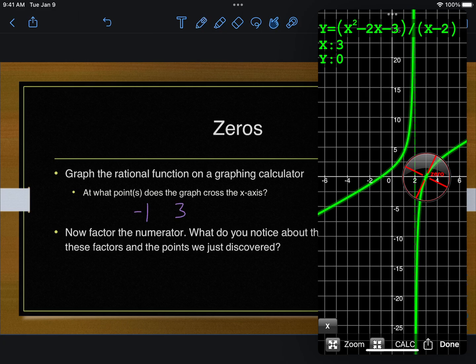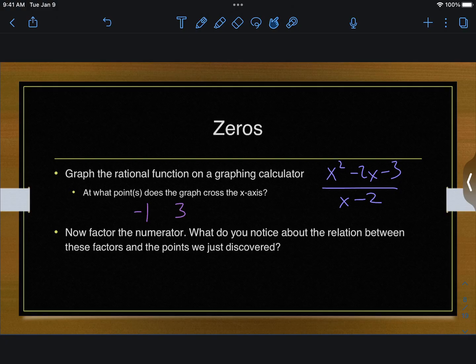Well, now I want us to think about how that relates to the actual equation of the function, and especially the numerator. So if I factor out the numerator, what I'm going to see, hopefully, is that it matches our zeros. So, multiplies to -3 but adds to -2. That's going to be a +1 and a -3. What solves for x plus 1? A -1. What solves for x minus 3?